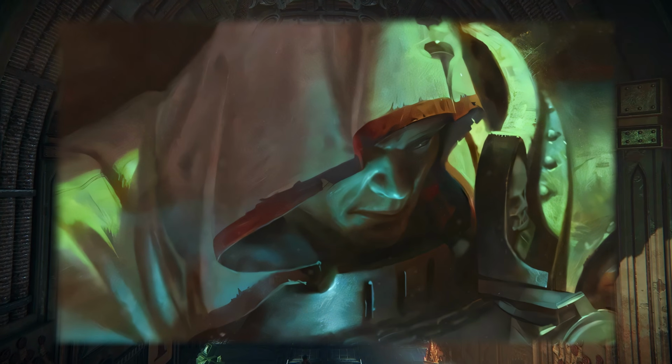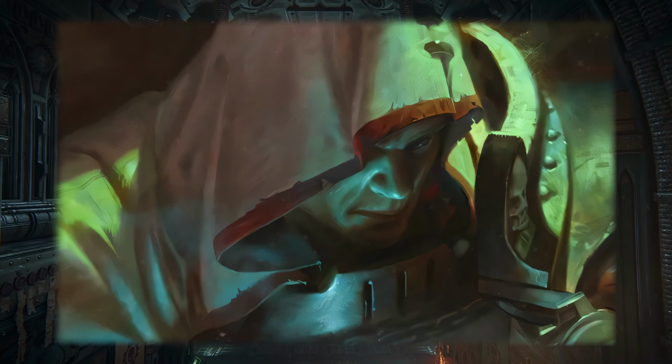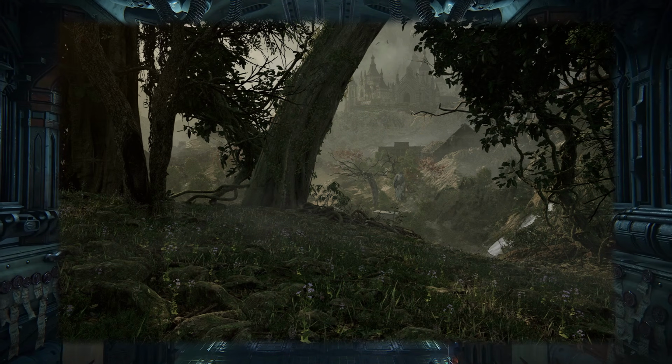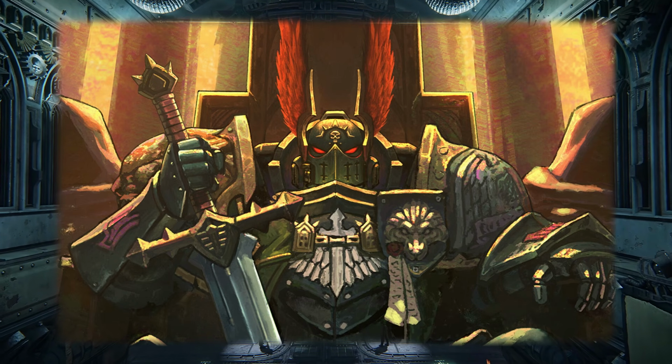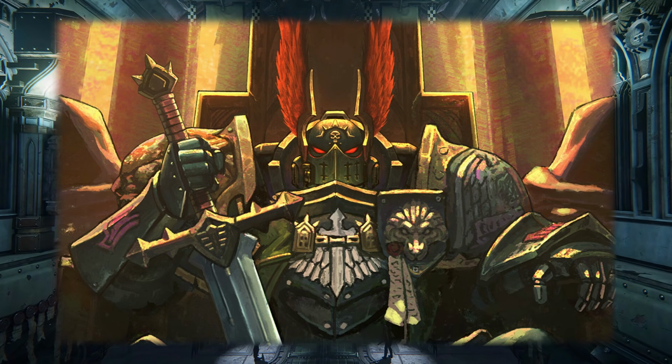But we are not done just yet. There are 2 more dimensions that we need to cover. The first of which is the Forest, the mirror dimension that Lion L. Johnson uses to travel across the 42nd millennium.